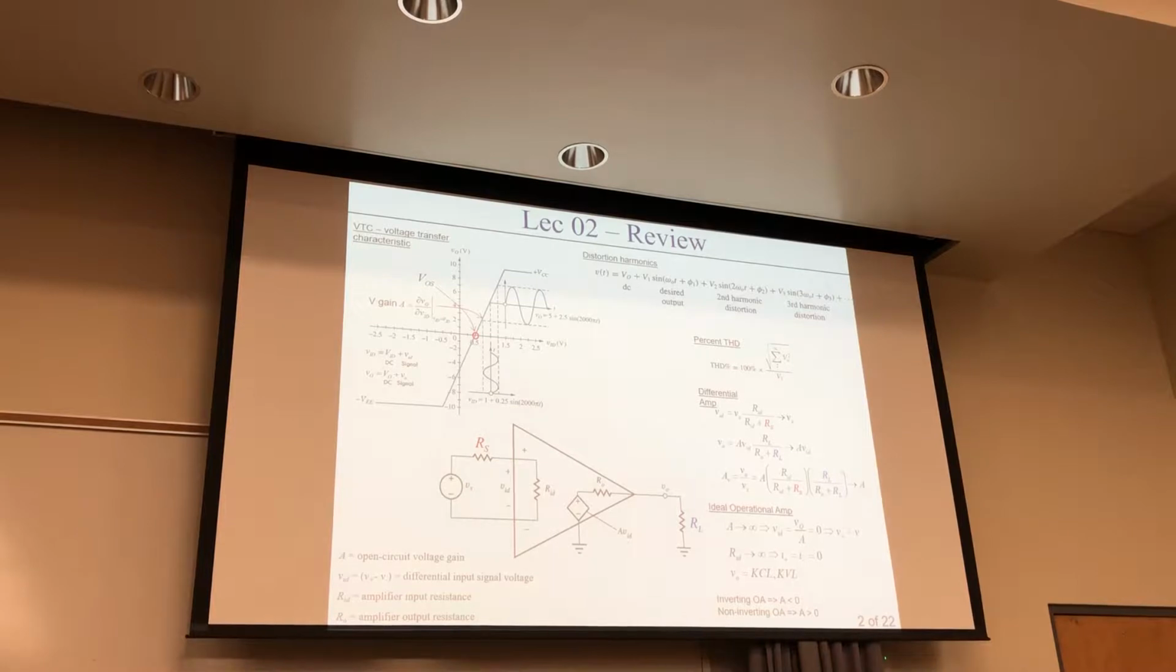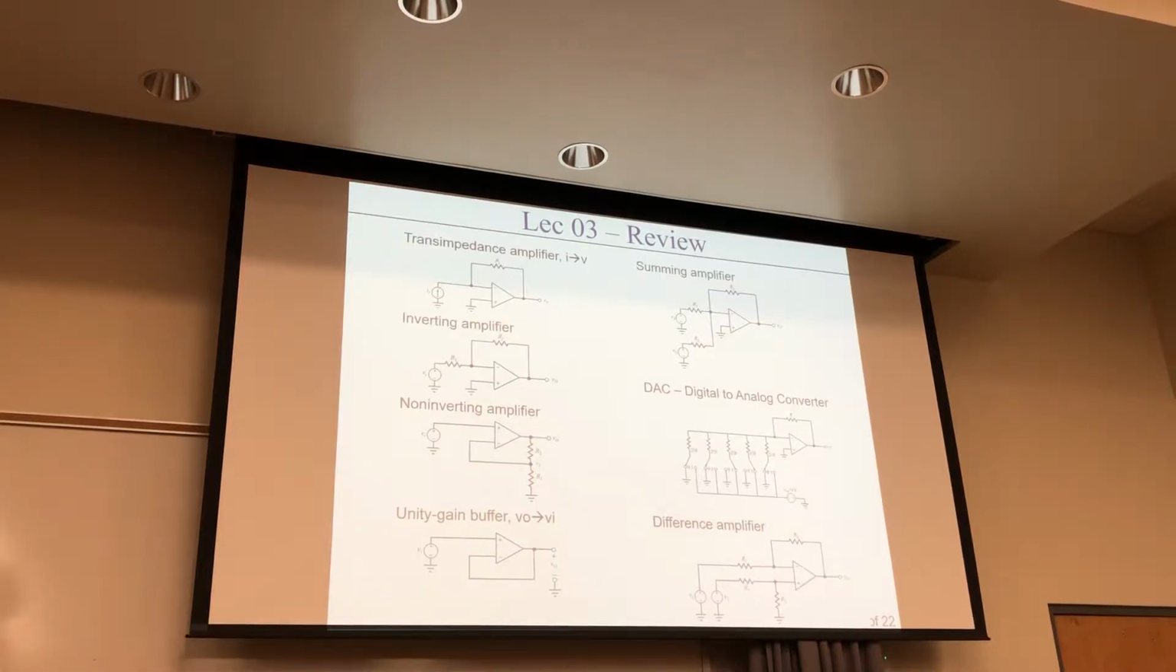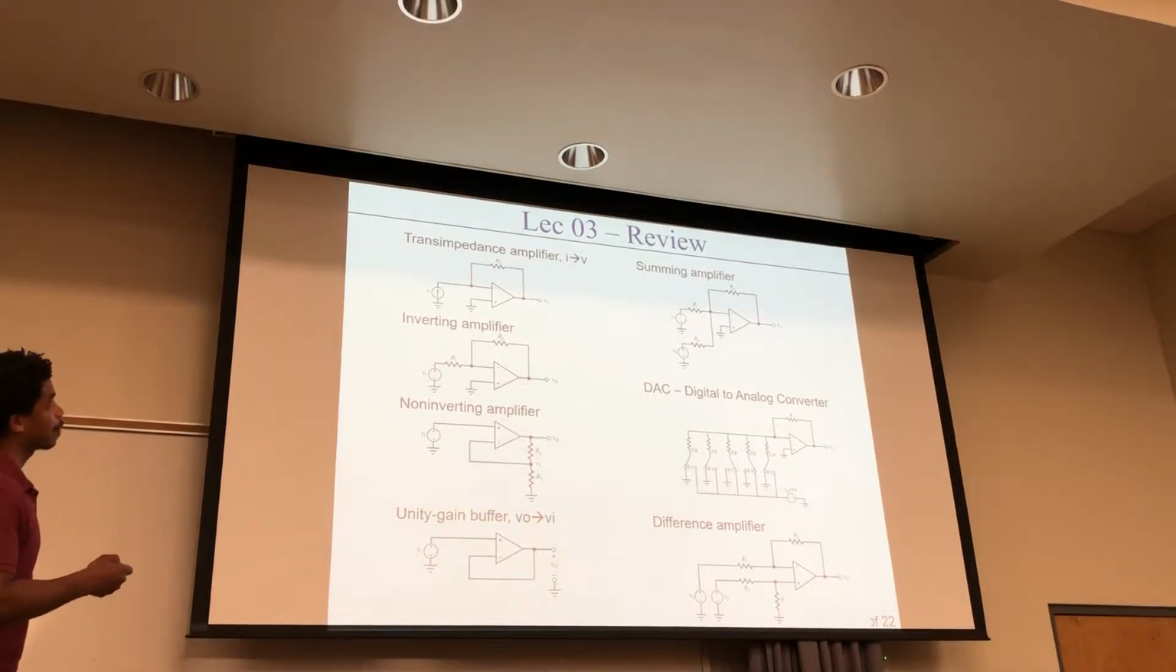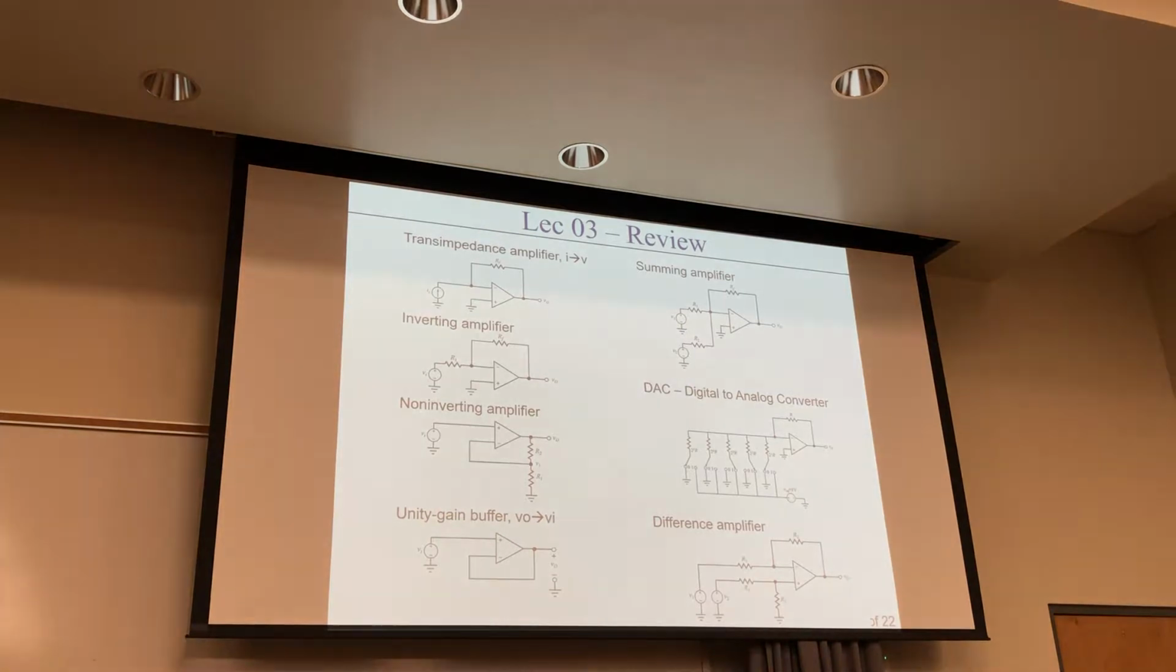and also the percent total harmonic distortion. For lecture 3, we went over a few types of operational amplifiers. The transimpedance amplifier, which converts a current to a voltage. Inverting amplifier here, non-inverting amplifier, unity gain buffer, summing amplifier, digital to analog converter, and difference amplifier.